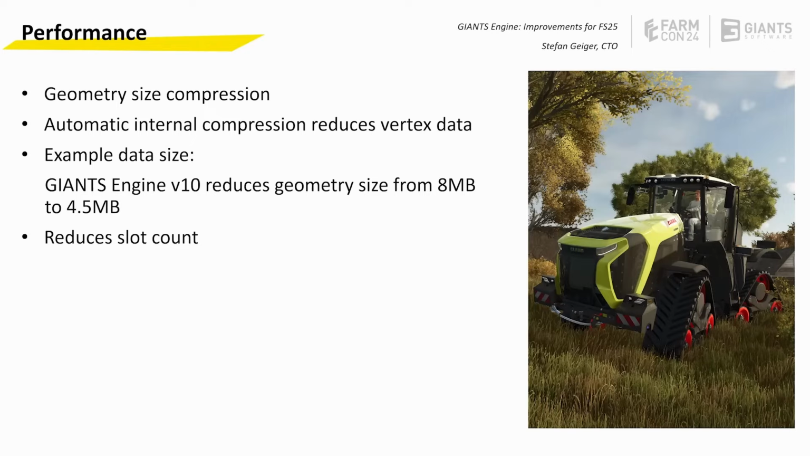Okay, for the next performance improvements, there's geometry size compression. Automatic internal compression reduces vertex data. Example data size: Giants Engine 10 reduces geometry size from 8 MB to 4.5 MB, and reduces slot count. So I'm not exactly sure what all that means, but either way it will give us better performance and reduce the slot count, which is always helpful.